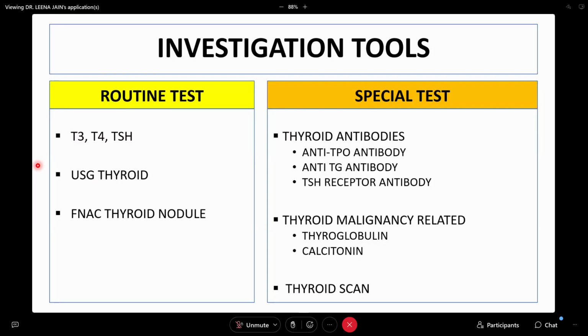Sometimes we do special tests, like if we are suspecting any autoimmune thyroiditis, then we order thyroid antibodies. Mostly 3 types of antibodies are ordered: anti-TPO, that is anti-thyroid peroxidase antibodies, anti-thyroglobulin antibodies, and TSH receptor antibodies. There are some other special investigations when we want to look for medullary carcinoma or any genetic carcinomas, then we have to order thyroglobulin or calcitonin. They also act as tumor markers. And then we go for thyroid scan, that is the radioiodine scan.